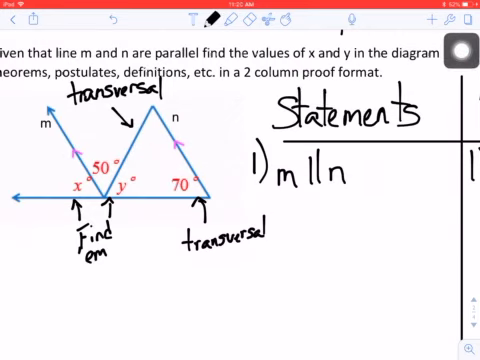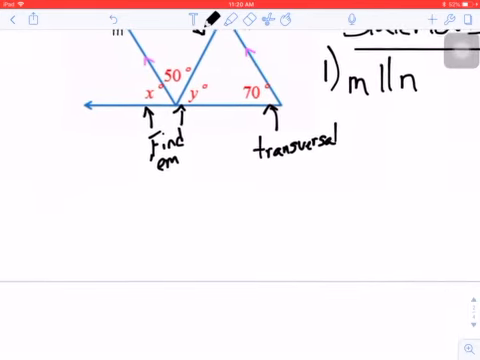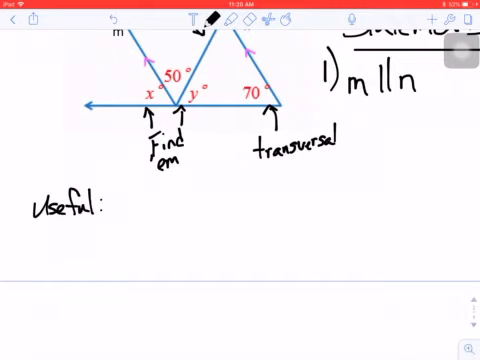Before I put it in my proof, I'm going to write down useful stuff down below. So I'm going to say useful: we know that X plus 50 plus Y will equal 180. Now the question is, can I use that yet? Well, we don't really know much other than that. So let's see what other useful information I can pull out here.